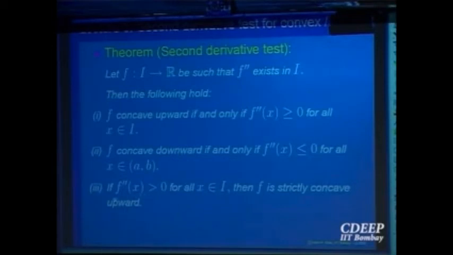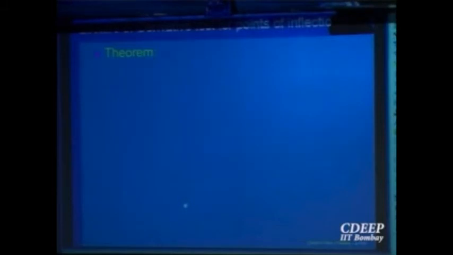But here is that one-way result, that if f double prime is strictly bigger than 0, then f prime will be strictly increasing, and hence by the first derivative test it will be strictly concave up. So all this follows from the first derivative test and properties of f and f prime, the derivative. So this is what is called the second derivative test. Depending on whether the function is differentiable or not, you can apply your first derivative test or second derivative test, for convexity and concavity.